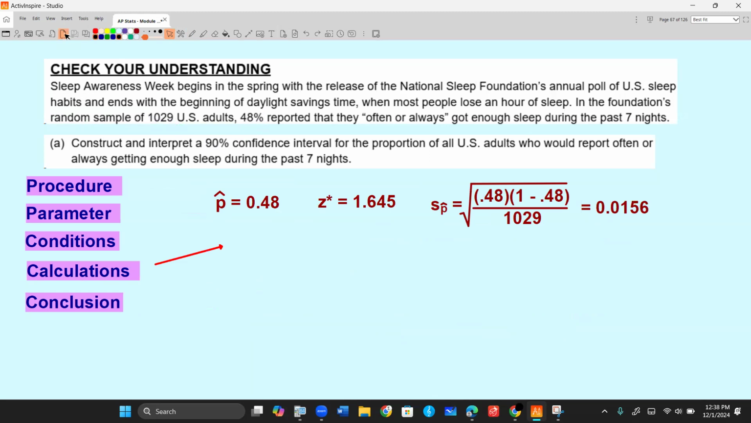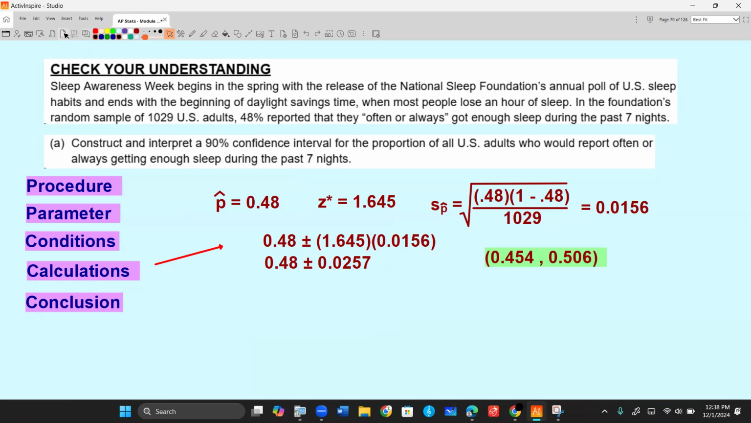And then you can put it all into the formula. So 0.48 plus or minus 1.645 times 0.0156. Use your calculator and you'll get about 2.57% for your margin of error. And then you can go below and above it to get your final interval, which is about 45.4% to 50.6%. Notice I highlighted the interval over here because that is how you want to write your interval at the end.